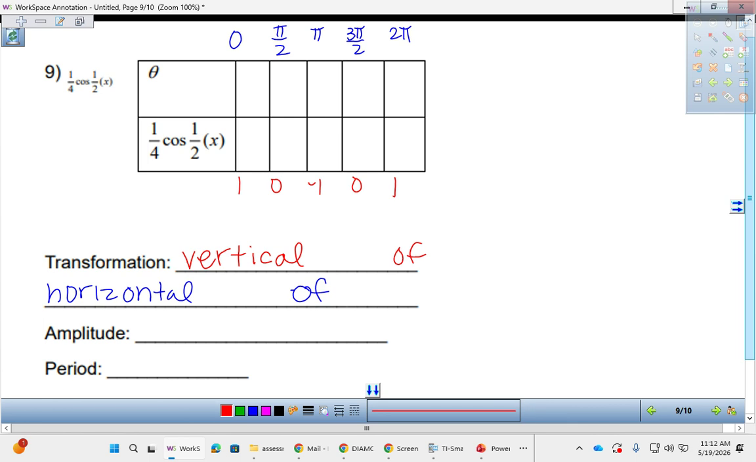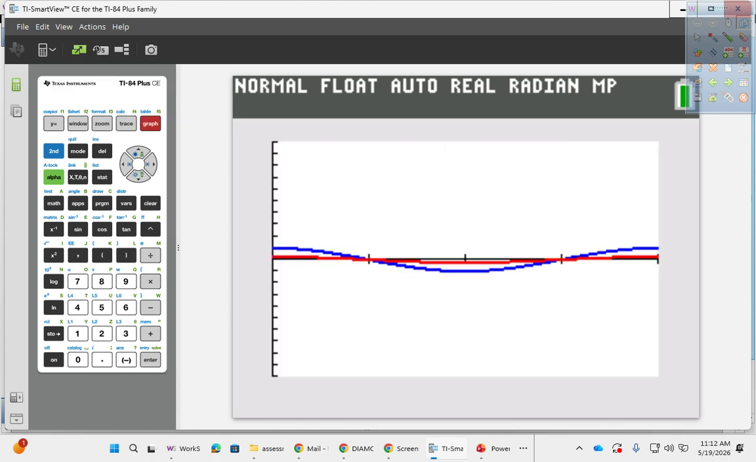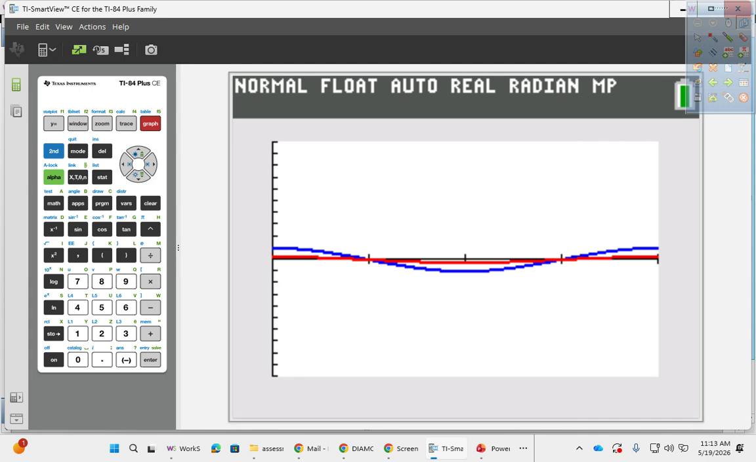What's the 1/4 do? Is that a vertical stretch or a vertical compress? If you don't know, you do this. Cos of x, 1/4 cos of x, and compare them. Is the red shorter or taller than the blue? You can look at the starting point. See how the red's lower? Okay, so this is called a compress, alright?